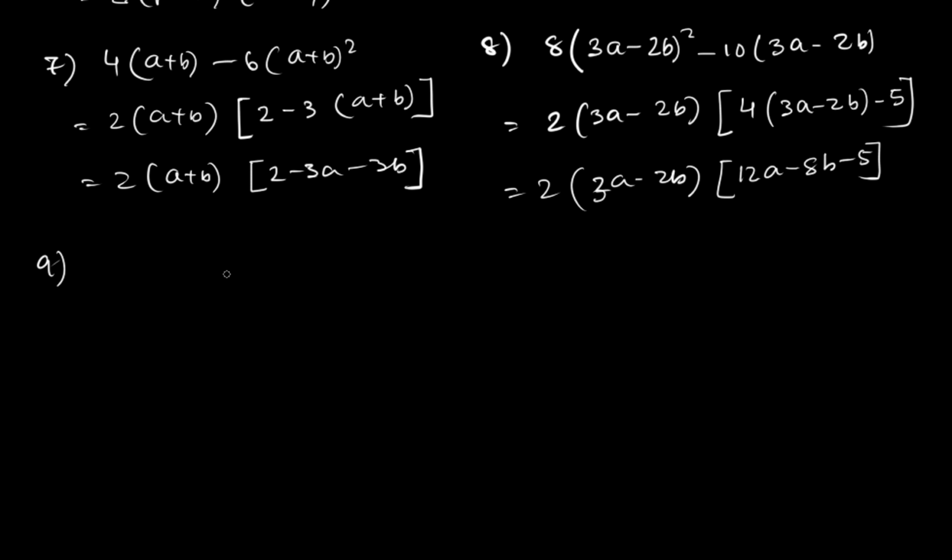The ninth one is x into x plus y whole cube minus 3x square y.